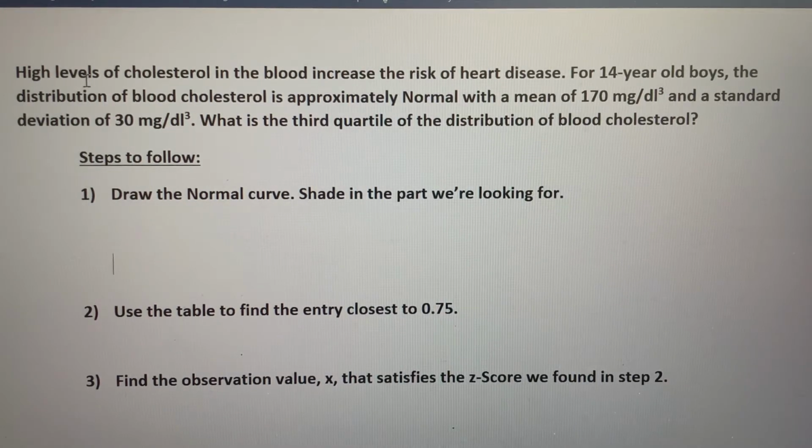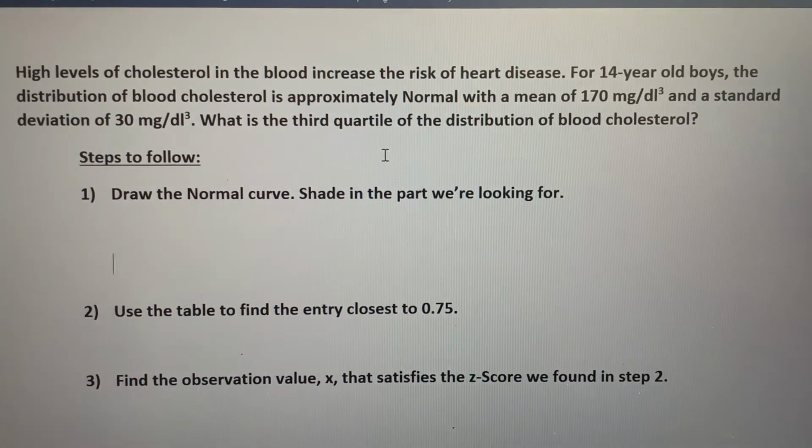So in this problem, we have high levels of cholesterol in the blood increase the risk of heart disease. For 14-year-old boys, the distribution of blood cholesterol is approximately normal, with a mean of 170 milligrams per deciliter cubed and a standard deviation of 30 milligrams per deciliter cubed. What is the third quartile of the distribution of blood cholesterol?